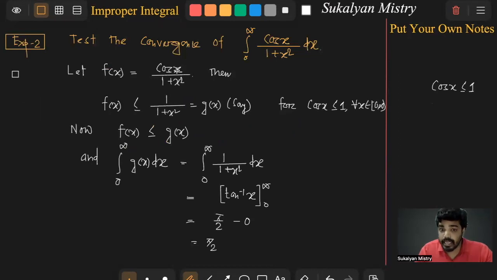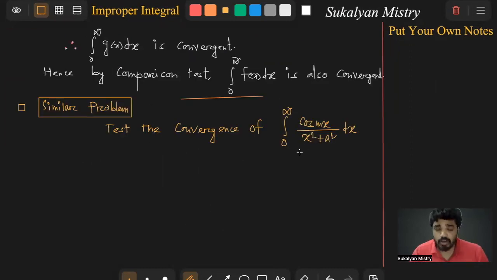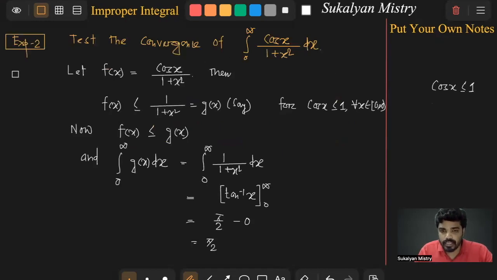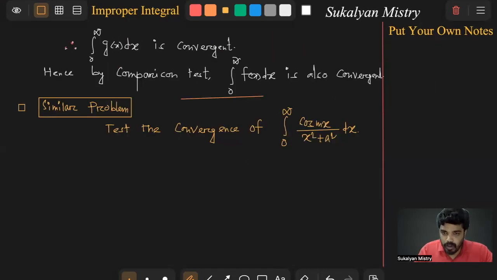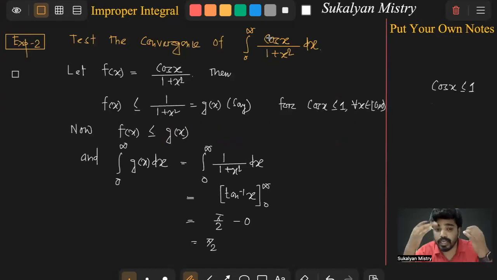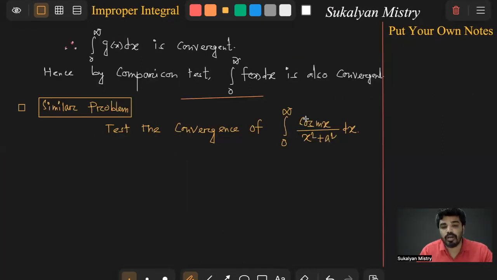cos এখানে আছে ax, এখানে কি আছে cos x by 1 plus x square, এখানে আছে cos mx by x square plus a square, same problem. So first এটাকে fx consider করবে, so fx less than equal to কি হবে, fx less than equal to 1 by x square plus a square. 1 by x square plus a square কে gx consider করবে, so fx less than equal to gx. ঠিক, so integration 0 to infinity gx dx calculation করবে, এটা finite number পাবে, so we conclude that integration 0 to infinity fx dx is also convergent.